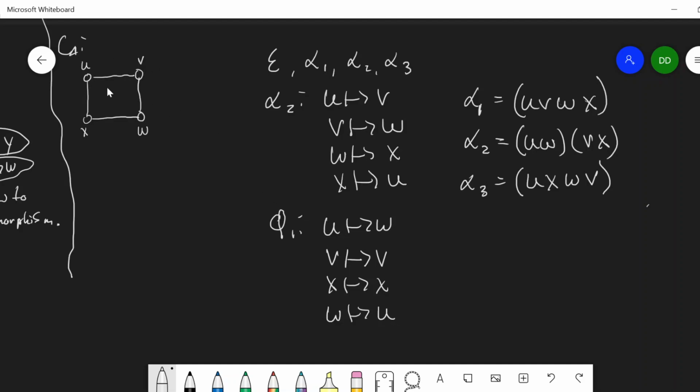So U is adjacent to V and X, and W is adjacent to V and X. So I can send U to W and keep V and X the same, and I haven't changed the adjacencies at all. So that'll still preserve adjacencies. What I just did was a reflection about this diagonal line that I just drew. That's theta 1. You might also wonder, why don't I do a reflection across the other diagonal line? Here, let me do the cycle notation for that. Theta 1 was U gets sent to W, and W gets sent back to U.